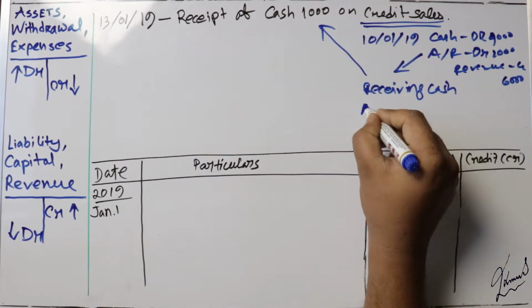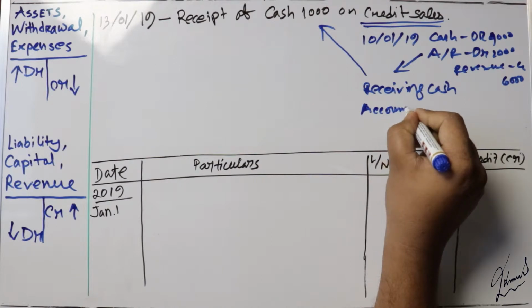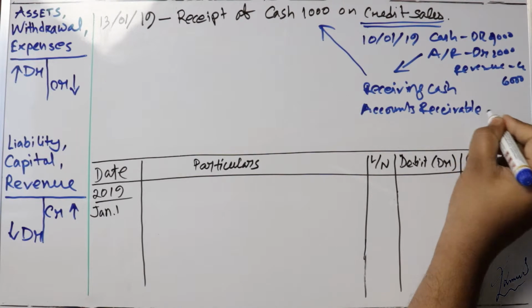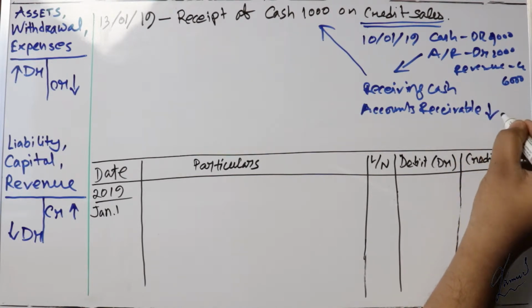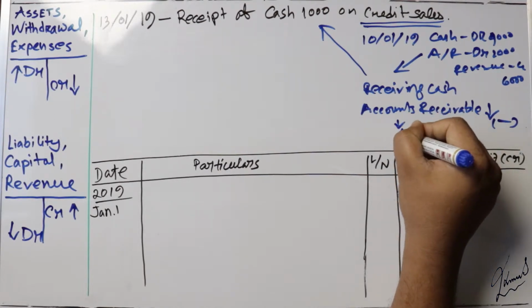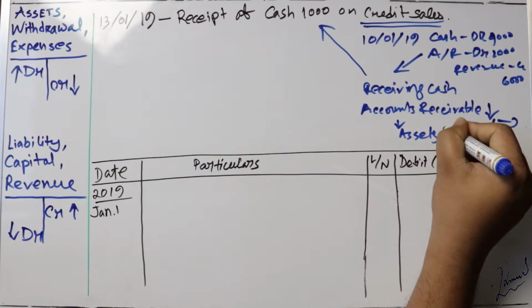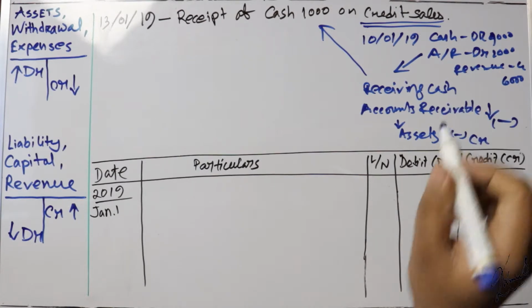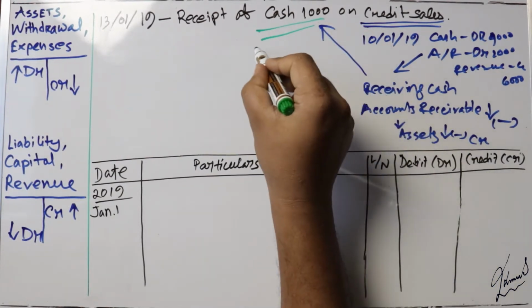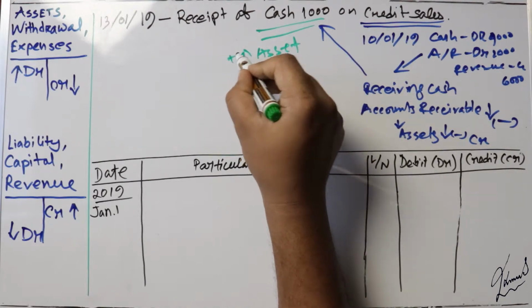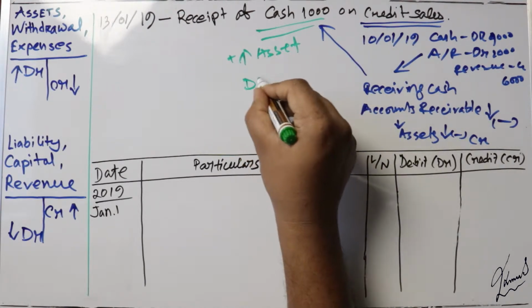So accounts receivable will decrease because earlier it was accounts receivable because we did not receive cash. Now when we receive the cash, we will reduce accounts receivable, and accounts receivable is an asset, and when an asset decreases it is credit. At the same time we are receiving cash worth 1000, so cash is an asset and it is increasing, so it is debit. So we have both debit and credit account.